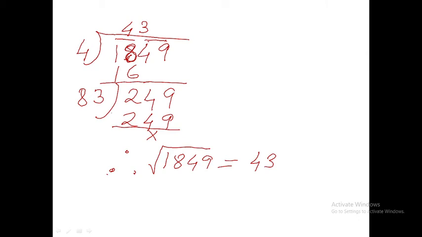We multiply 83 by 3, write 249 and subtract, and we get the remainder 0. So our division finishes here. Therefore the square root of 1849 is equal to 43. This is how we find the square root of a number by division method.